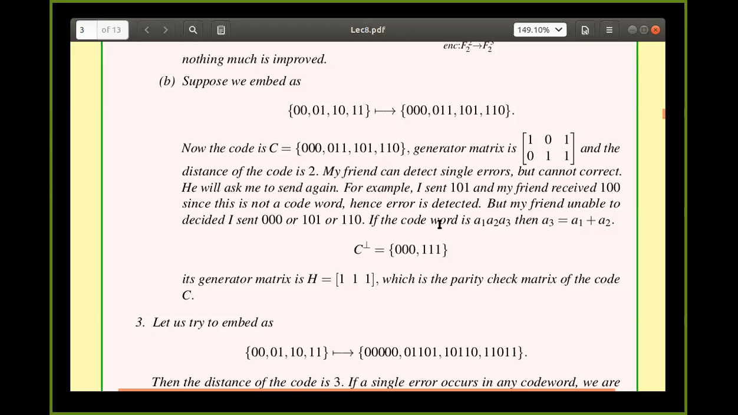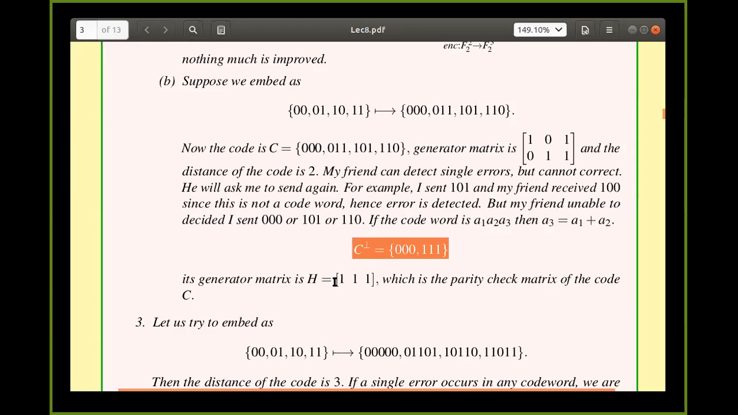Now what do you mean by C perp? The complement, right? What are the vectors which are orthogonal to these? That is exactly 1, 1, 1, right? And this itself is a code. What is the length of this code? That is 3. Try to understand that later. These things will be helpful while you are understanding.